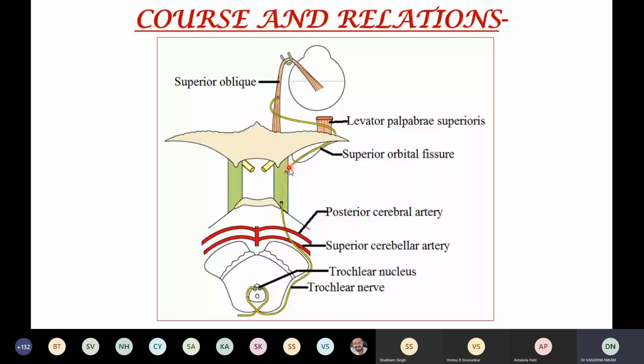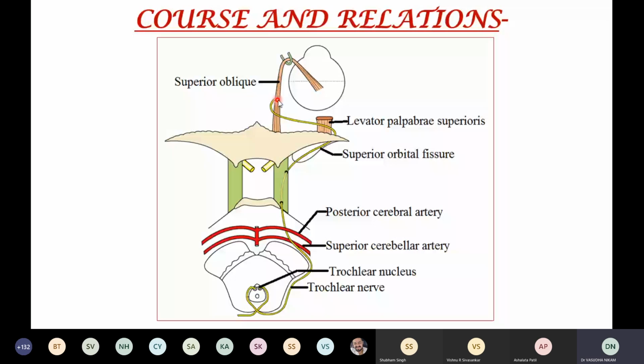If you see the course in the superior orbital fissure, it lies in the lateralmost compartment of the superior orbital fissure. So it will be situated between the ring of Zinn and the nasociliary nerve. It is not running inside the ring of Zinn, it is lying outside the ring of Zinn. In the orbit, you can see it is crossing above the levator palpebrae superioris muscle and then comes to lie on the medial aspect to supply the superior oblique muscle. Is it clear? So this is how it is going to innervate the superior oblique muscle.